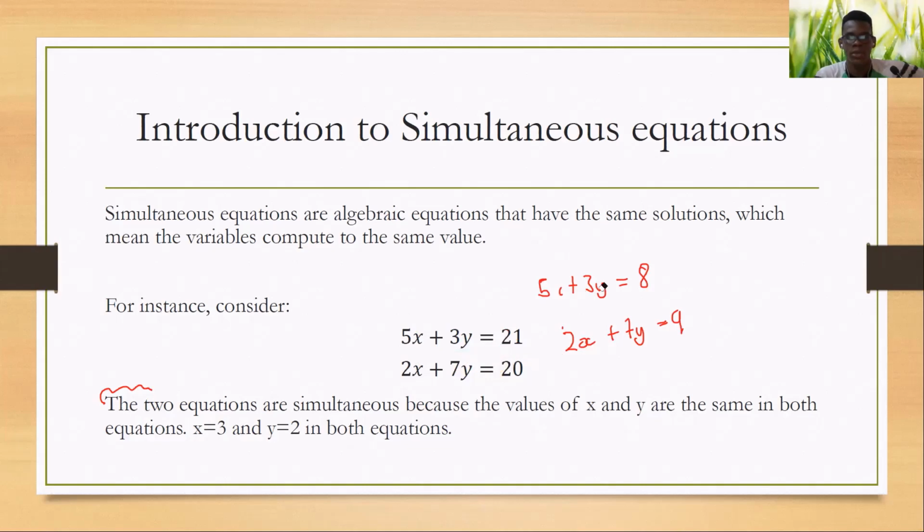Before I give you this simple example so that you can see the cases with 1 and 1, in this case x is equal to 3, so 5 times 3 is 15, and y is equal to 2, so 3 times 2 is 6. 15 plus 6 equals 21. So that solution checks out. 2 times 3 is 6, 7 times 2 is 14, 6 plus 14 is 20. So that solution checks out.